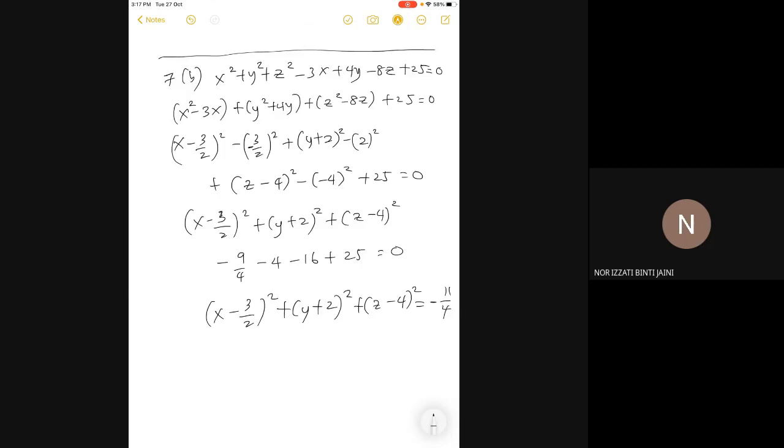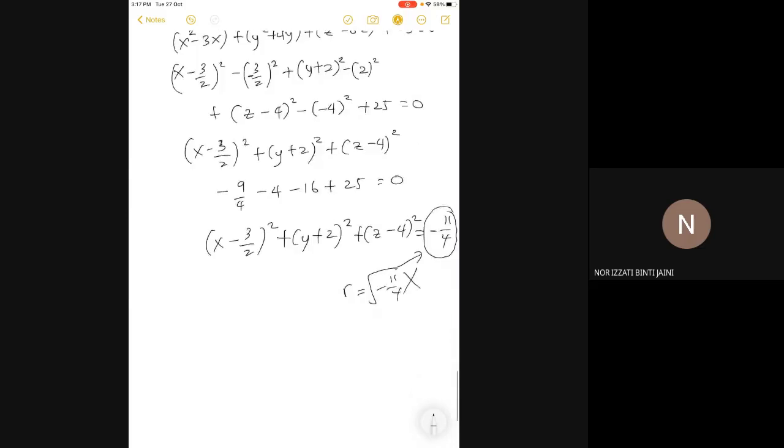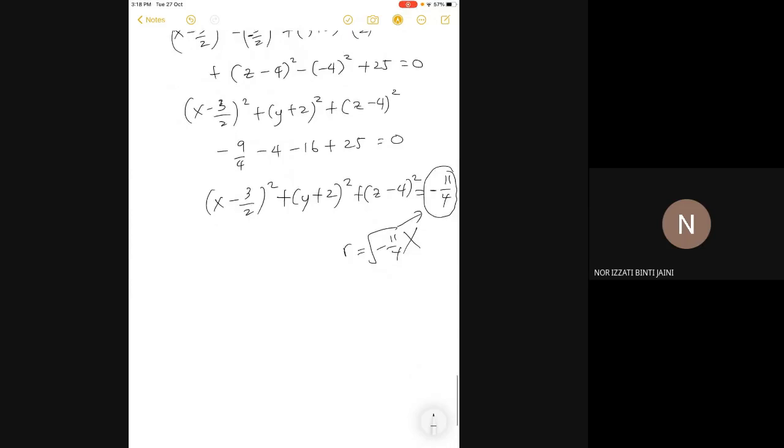So again, the radius cannot be negative. So r squared equals negative 11 over 4, which actually is undefined. So in this case, it is not a sphere. In fact, it is not a function because of this undefined. So you can say no conclusion, or not a sphere is also fine. It's not even a point.